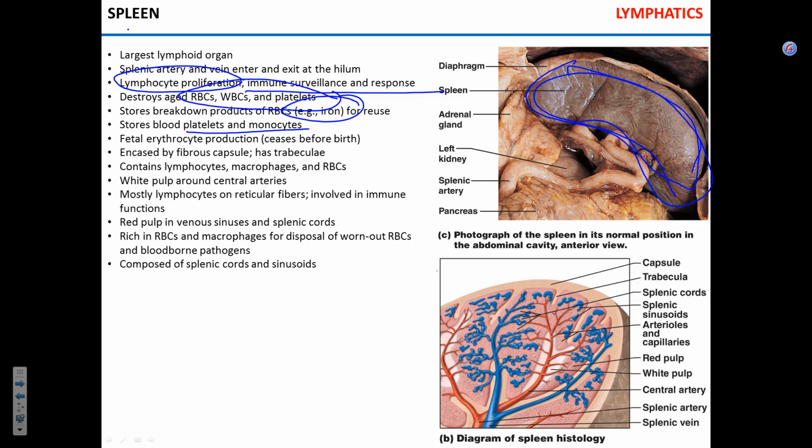Moreover, the spleen will be the site of lymphocyte production, white blood cell production, along with bone marrow in case of infection. Does that make sense? Now, you may have heard the term splenomegaly.